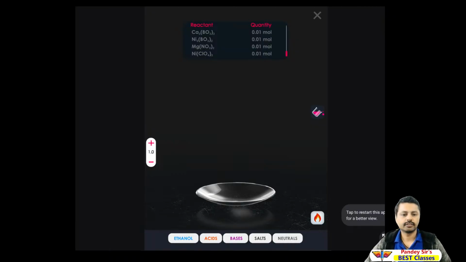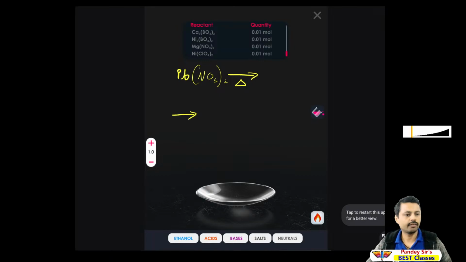So the reaction is Pb(NO3)2. I think it's too small. I'll try to make it a little bigger. And when it's heated, delta means the heat symbol. The reaction I'll write down here so that it will be easily visible to you. And one more thing I want to check is the width, whether it is clearly visible to you or not.